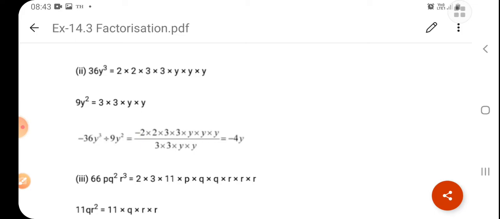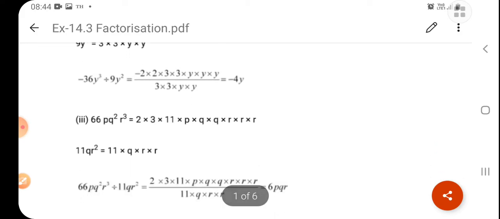36y cube and 9y square. So it is minus 36y cube, and minus 36 can be written in factors, and 9y square can be written as 3 into 3 into y into y, factorization form first. That is the first step. Then we will cancel out the like terms. 3 into 3 and y into y get cancelled out from the denominator, so only 1 remains, and in the numerator we get minus 4y.